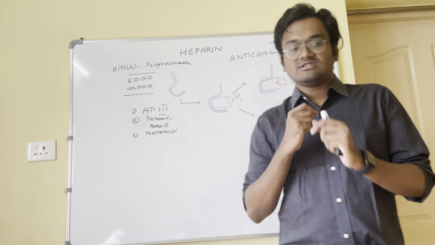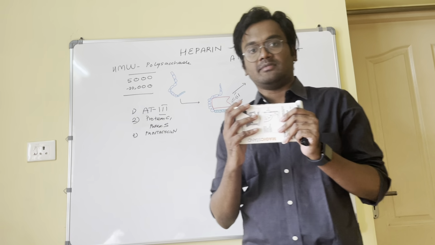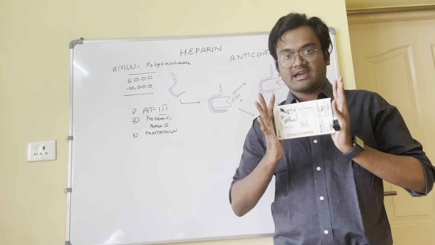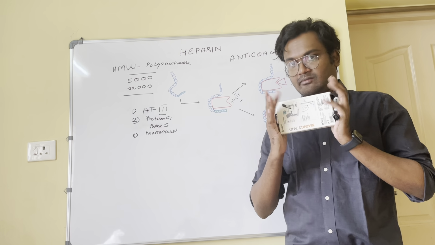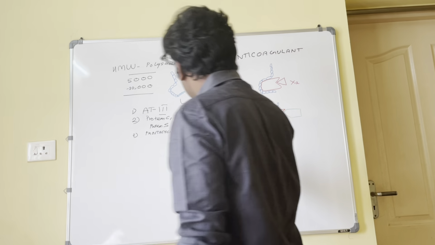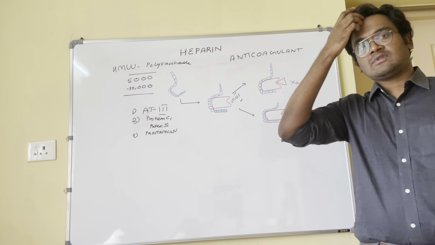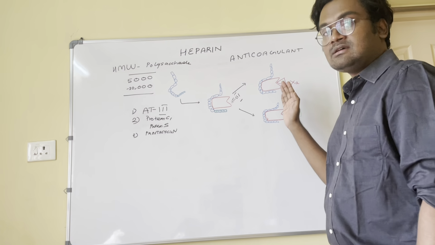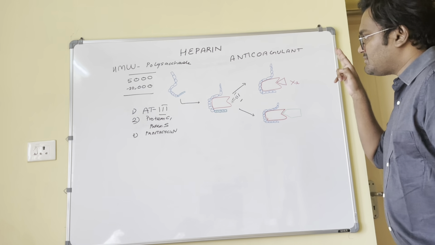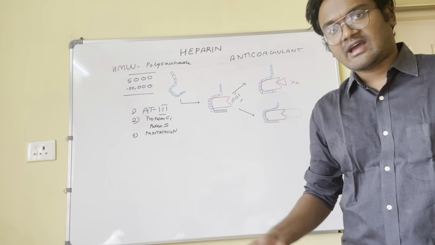Just imagine this as a chain, and this is antithrombin 3. This chain binds around antithrombin 3 and keeps it in position. So what does it do when this chain binds around the antithrombin 3 molecule? It follows two processes. One is it binds with factor 10A. This antithrombin 3 is activated and it binds with factor 10A and inhibits it. You all know what factor 10A is.